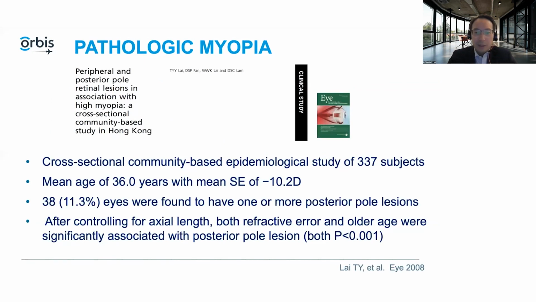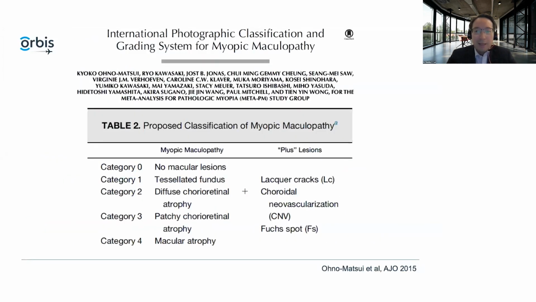So previously we did a study in Hong Kong looking at our population with all very high myopia patients, so 337 patients, mean age quite young, 36 years, with a mean spherical equivalent of 10 diopters. And among these patients, 11% of eyes were found to have one or more posterior pole lesions. And after correcting for axial length, refractive error and older age, they were significantly associated with more posterior pole lesions. And the current standard to grade the myopic macular changes is using this META-PM study group classification.